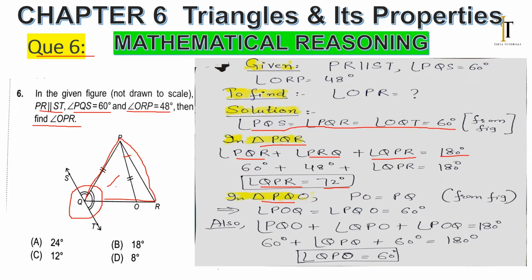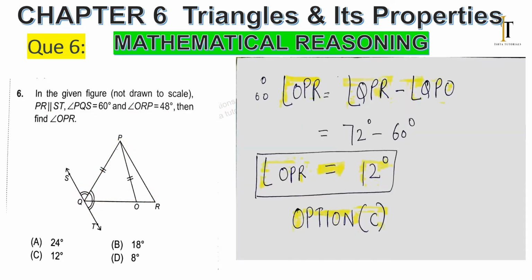Right? Now, let's take the triangle PQO, the smallest triangle on the right hand side, this one. Right? Now it's given that PO is equal to PQ because from the figure you can see that. Then angle POQ is equal to angle PQO is equal to 60 degrees, right? Now in this triangle again we are going to apply the angle sum property, that is angle PQO plus angle QPO plus angle POQ is equal to 180 degrees. On substituting the values we got QPO is equal to 60 degrees, right?